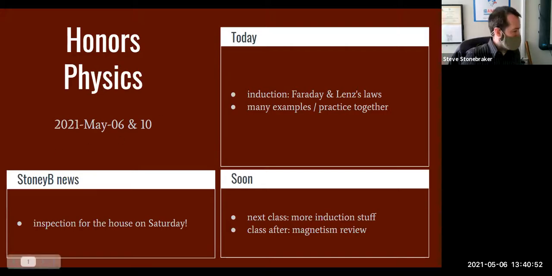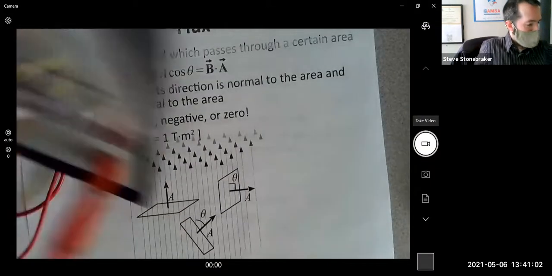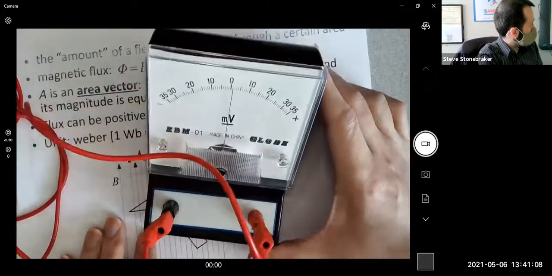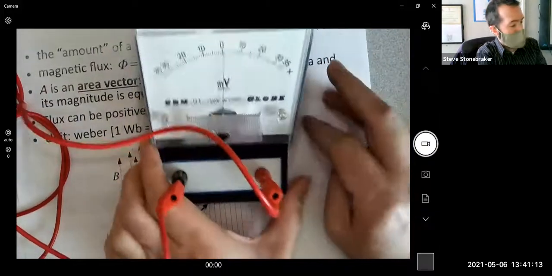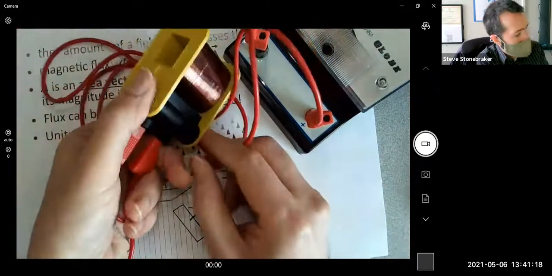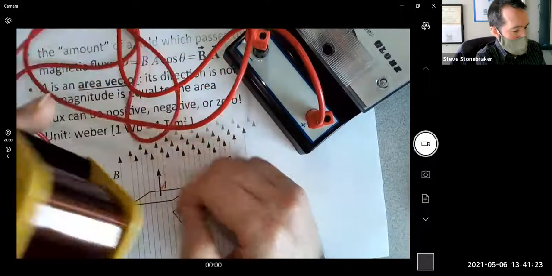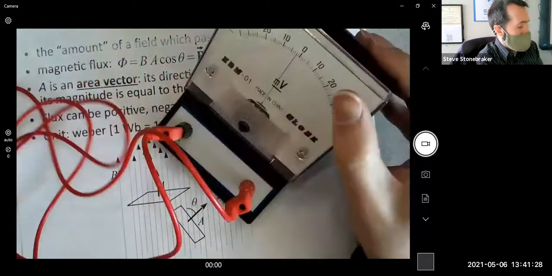So I think I'm going to start with one of the demos. Don't worry about that diagram yet. This device here is just a little voltmeter. It's an analog voltmeter. You can see that there's a needle there. I have the voltmeter connected to one of those solenoid coils that I was using the other day. Notice there is no battery. It's just the coil and the meter.